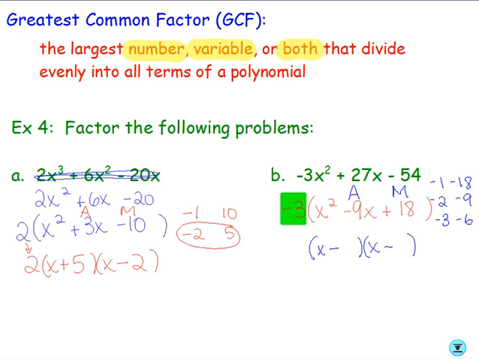Which pair, when you add them, gives you negative 9? Well, that pair is negative 19. That pair is negative 11. That pair is negative 9. So I'm going to put the negative 3 there, the negative 6 there, but of course, I need to bring that negative 3 down in front, otherwise the answer is wrong.